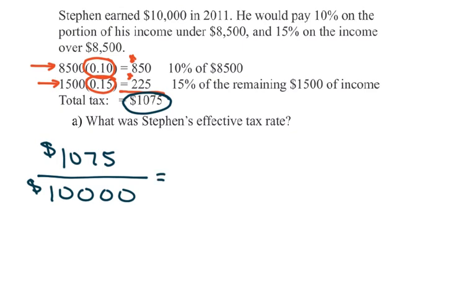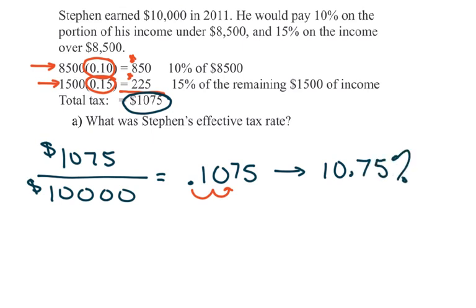And when we divide that on our calculator, we get 0.1075, and when we convert that to a percent, we move the decimal to the right twice, or we can multiply by 100, and that gives us an effective rate of 10.75%.